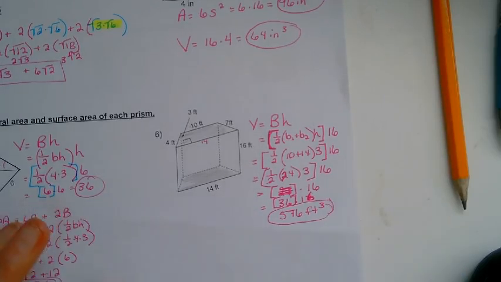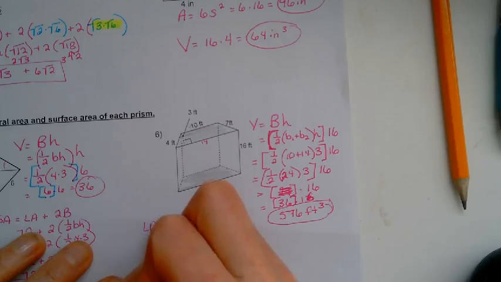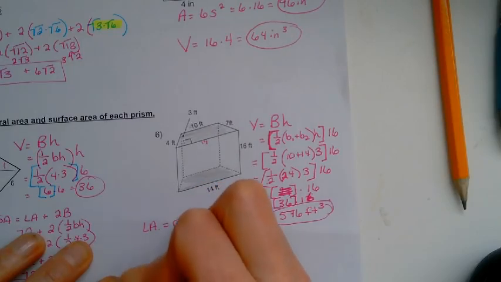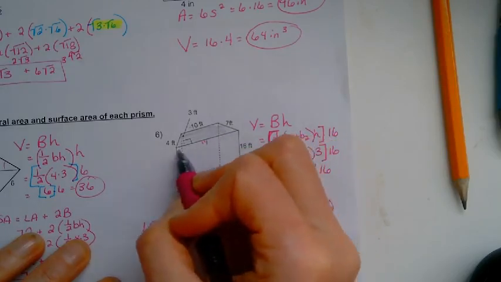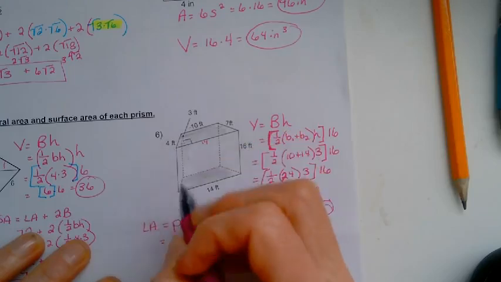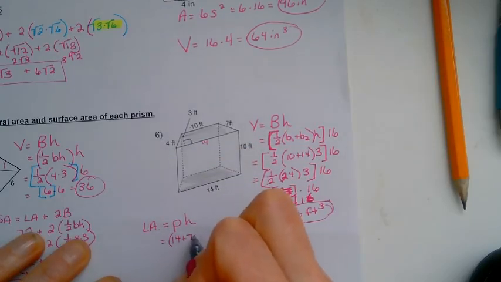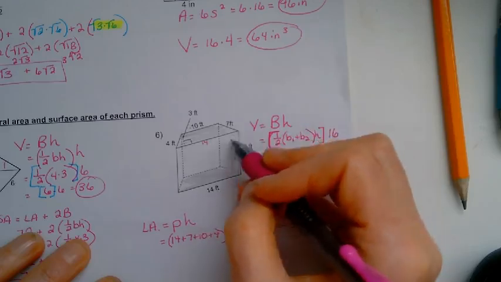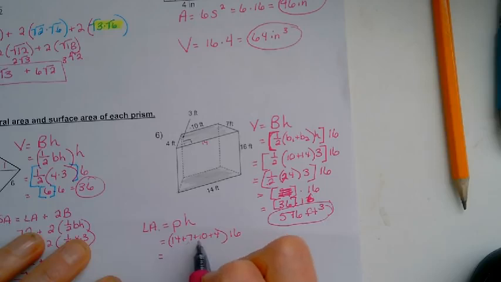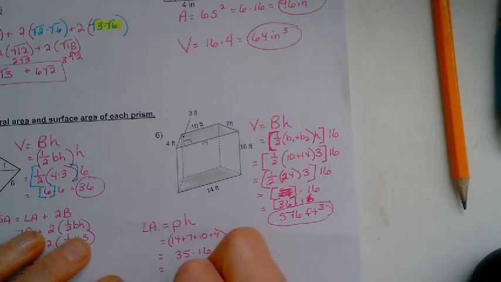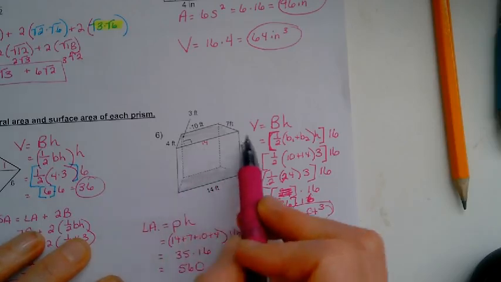Okay, our lateral area is going to be equal to the perimeter of the base times the height. So the perimeter of our base is adding up all these sides, 14 plus 7 plus 10 plus 4. We'll go ahead and do that. And then we're going to multiply it by this height again between them, 16. So that's 21, 31, 35 times 16. And 35 times 16 is equal to 560. So our lateral area, the area of all the sides that are not the bases, is 560.